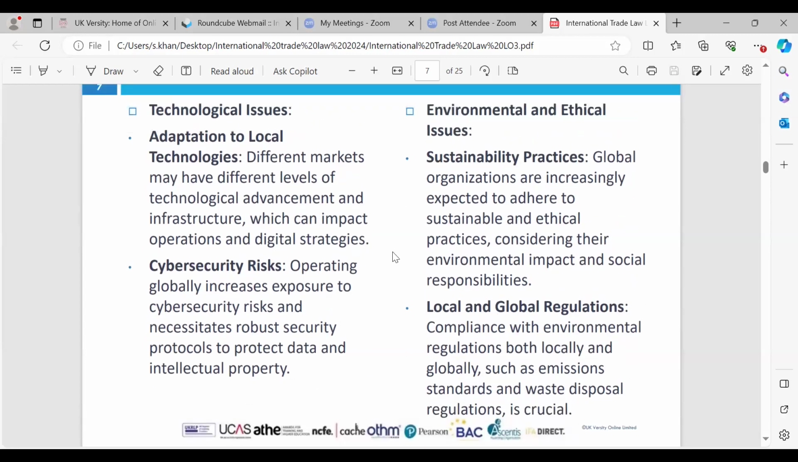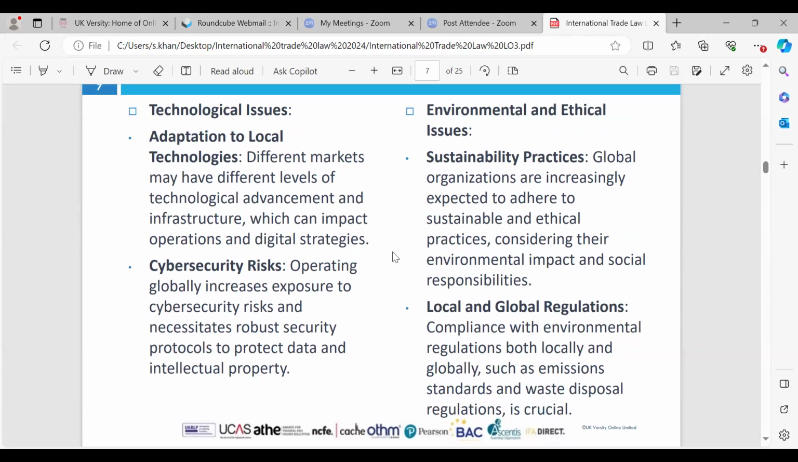Another element is environmental and ethical issues, and that's really important to bear in mind. You have to look at sustainability practices, which means global organizations are increasingly expected to adhere to sustainable and ethical practices, considering their environmental impact and social responsibilities.